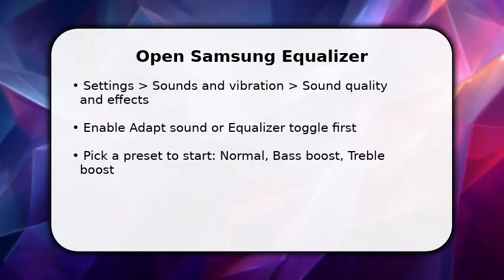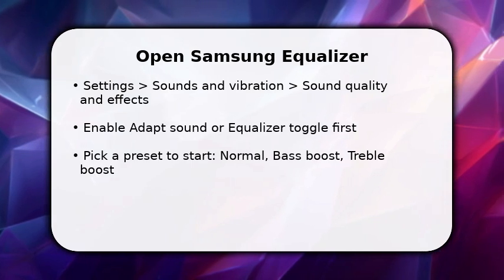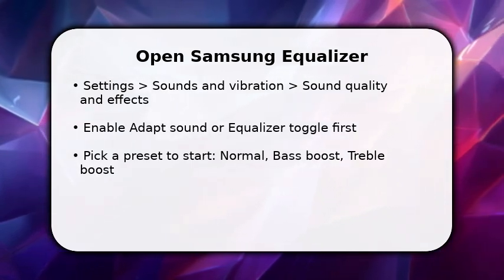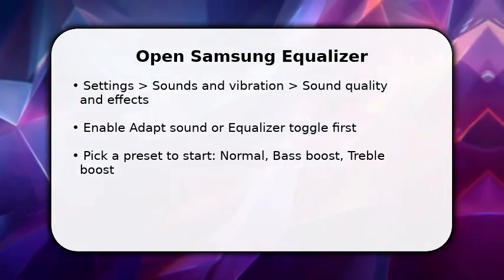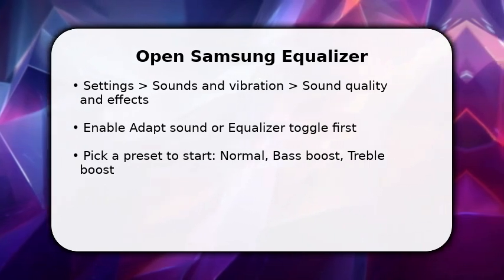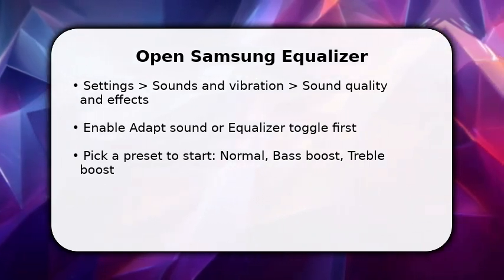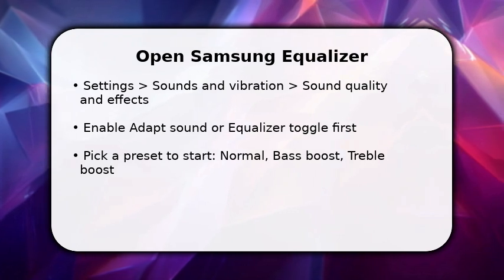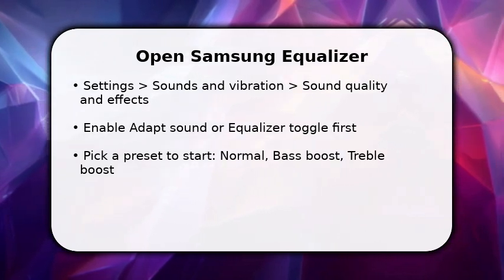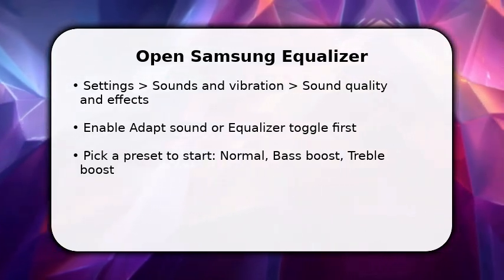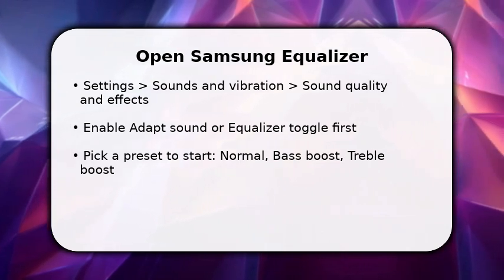You start inside Settings, navigate to Sounds and Vibration, then Sound Quality and Effects. This gives you the equalizer controls. Once there, enable the equalizer or adapt sound so the controls become active. You should choose a preset like Normal or Bass Boost as your baseline. This speeds up tuning and prevents extreme settings.